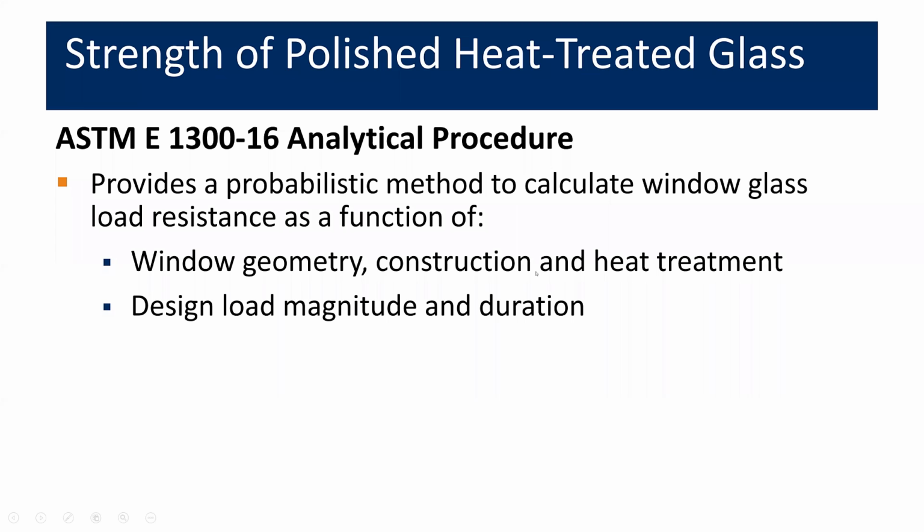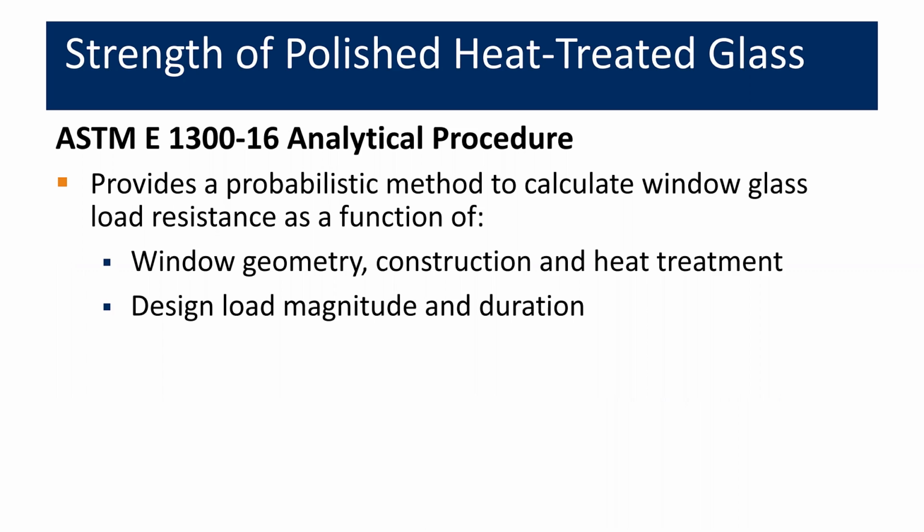So first I want to go through and talk about what that standard is. In the United States, our primary standard for determining window glass strength design, our load resistance as we like to call it, is ASTM E1300. This standard has been in effect and in use for the past 30 years or so, and its most recent edition was in 2016.